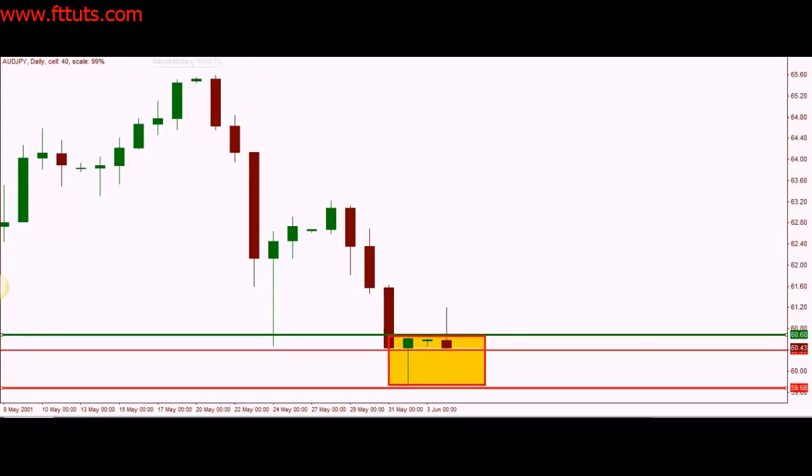So what I want to show you guys, I always start out with an entry here. If the price goes lower than the body here, then I'm going to move my entry down to the body. So watch.